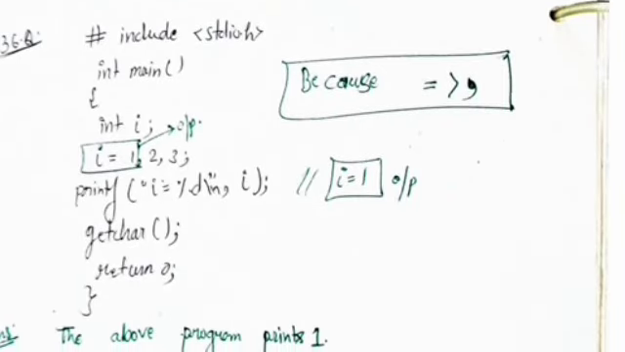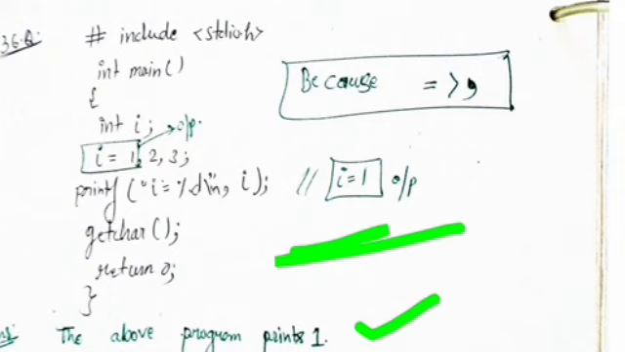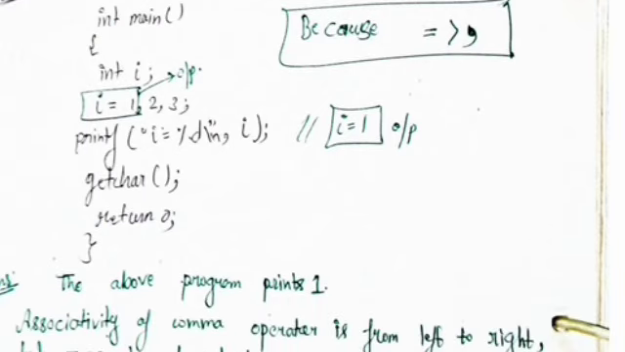#include stdio.h, int main, int i equal to 1, 2, 3, print the value of i, getch here and return 0. So what will be the output of this program? The output of this program is 1. How? Our program prints 1. The associativity of the comma operator is from left to right, but the assignment operator has higher precedence than the comma operator. So due to this reason, the value of i is going to be 1.